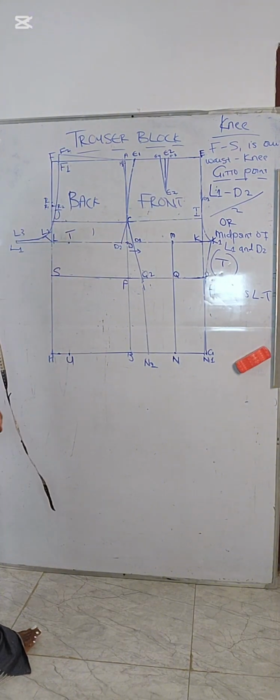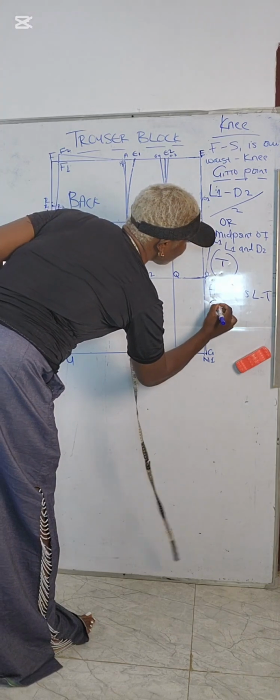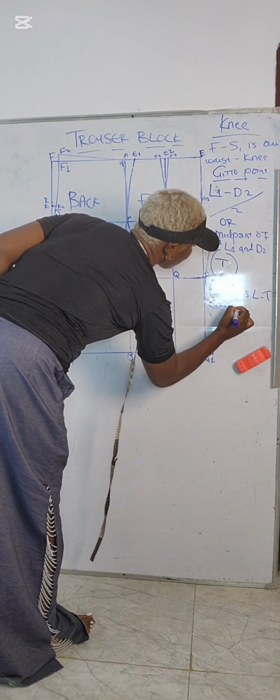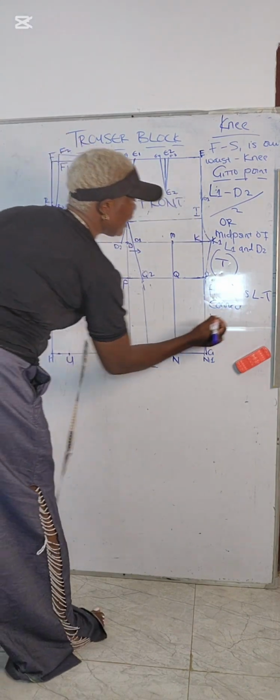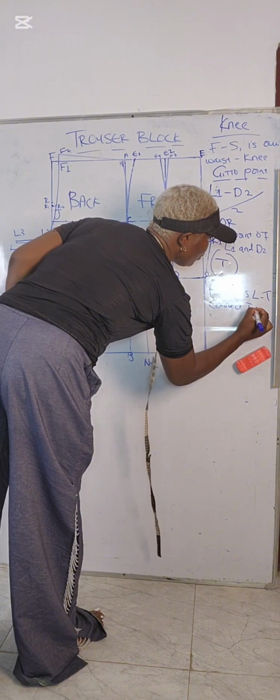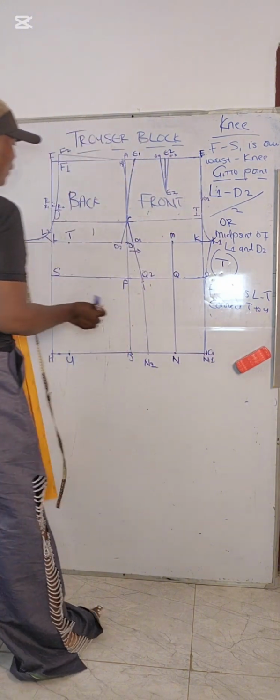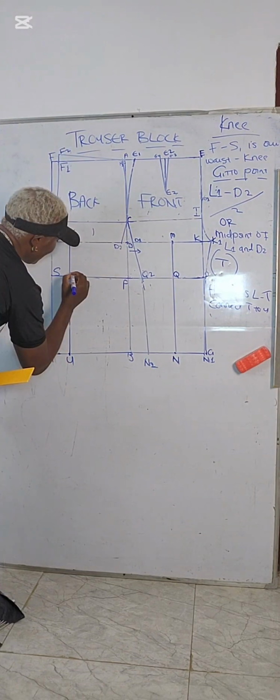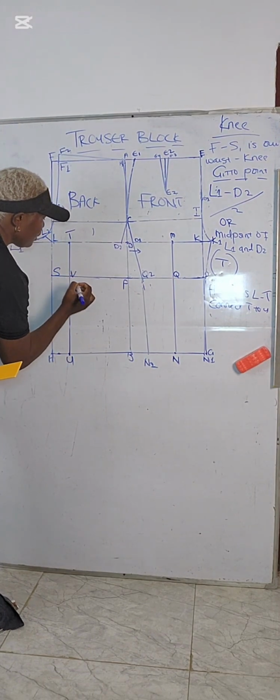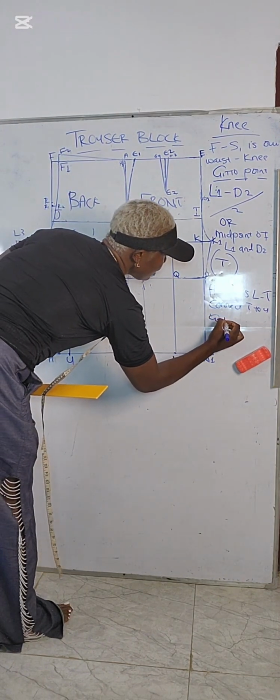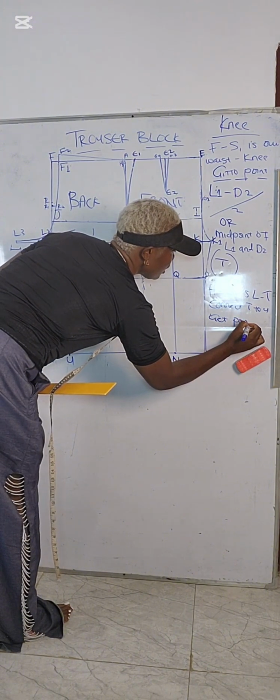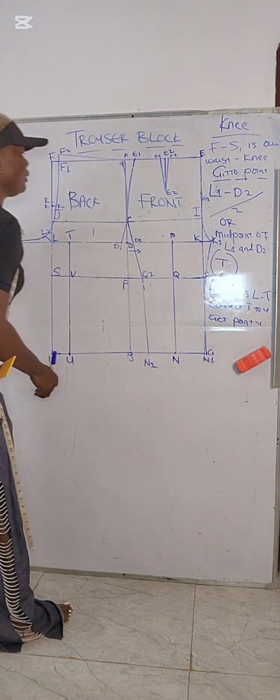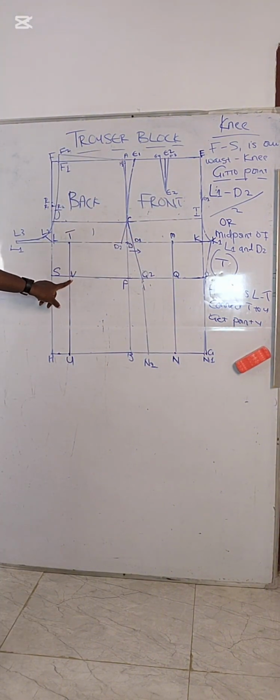So here is my U, and I will connect T to U. I'll connect both points together. I'll come here and get my V. So I'll say get point V. This point here is my V.